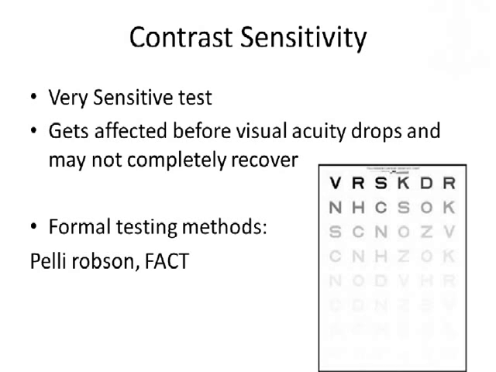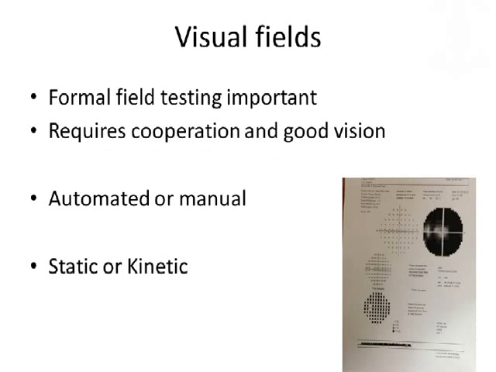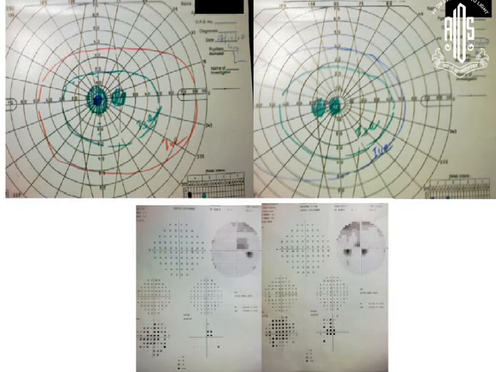You can use the Pelli-Robson chart, you can use the FACT chart, and there are a lot more charts. Visual fields are important, and they could be automated or manual, static or kinetic. This is a static automated perimetry showing a diffusely depressed field, possibly because of papilledema. This is a kinetic Goldmann perimetry showing central scotomas, the same central scotomas seen on the Humphrey visual field, and we'll come to these in specific examples.